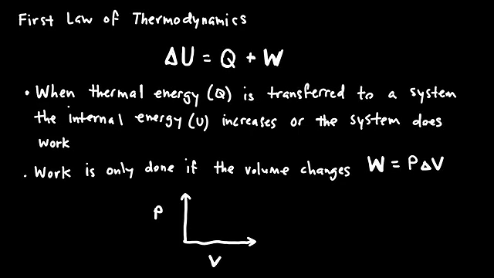And so what that means is, if I have a system, maybe a gas that's enclosed in a piston, and I am transferring thermal energy into that piston, either the internal energy of the gas is going to increase, which is associated with an increase in temperature, or as I'm adding thermal energy to that gas, it's going to do work. And one way that a gas can do work is maybe it pushes up on the piston and its volume changes. And so either one of those things, or maybe both of those things, are possible.